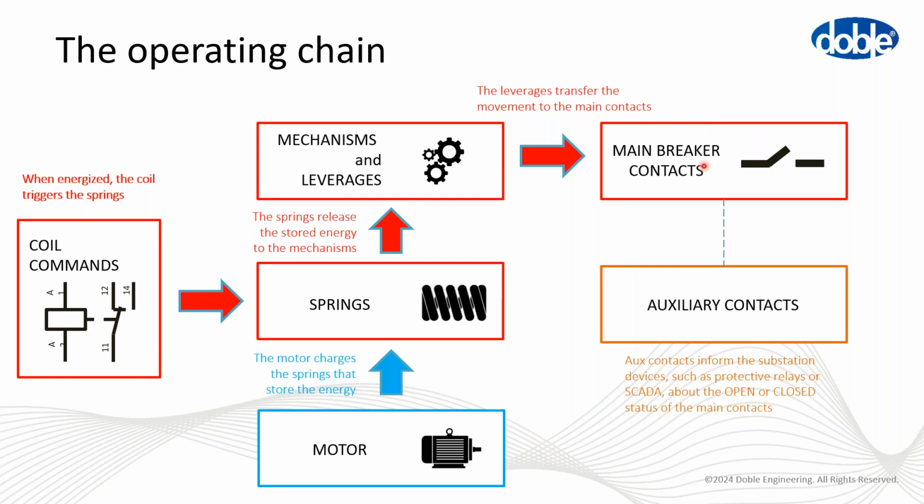At last, when the breaker contact is open, we have the auxiliary contacts that follow the status of the main breaker. These are usually two. One is normally open and one is normally closed, and they give the substation devices, such as a SCADA or relays, the status of the main contact.